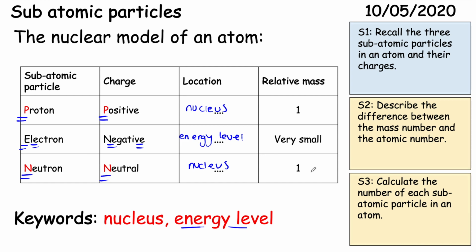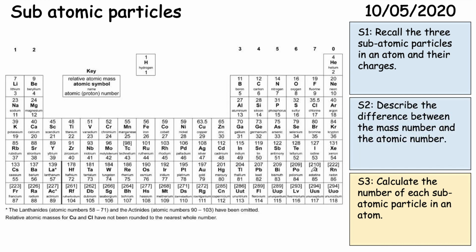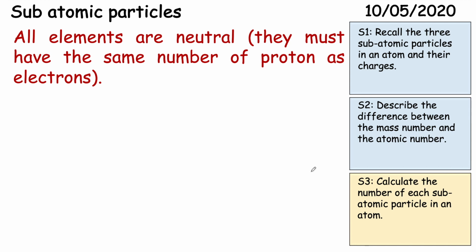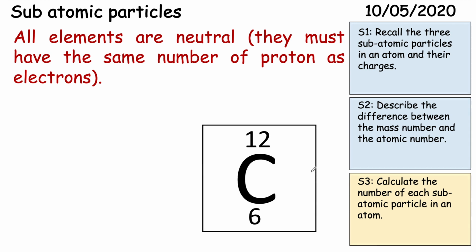We can look at trying to calculate the number of protons, electrons, and neutrons in an element. And to do this, you're going to need a periodic table. So make sure you can see one. Now all elements are neutral. They must have the same number of protons as they do electrons. So how do we work out how many protons or electrons something has? Well, if we look at carbon, you'll see that there's two numbers, the 12 and the 6, and these tell you some information about that element.